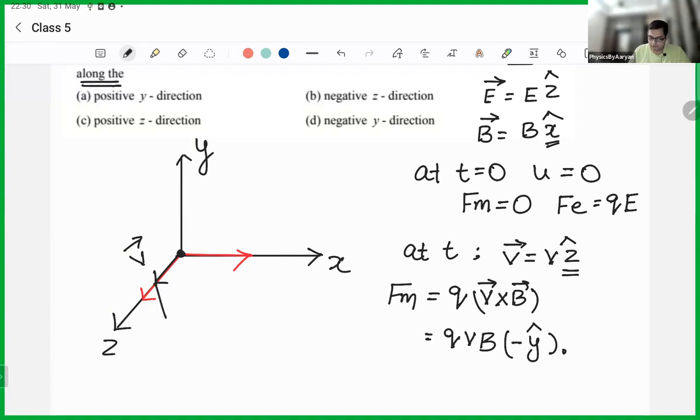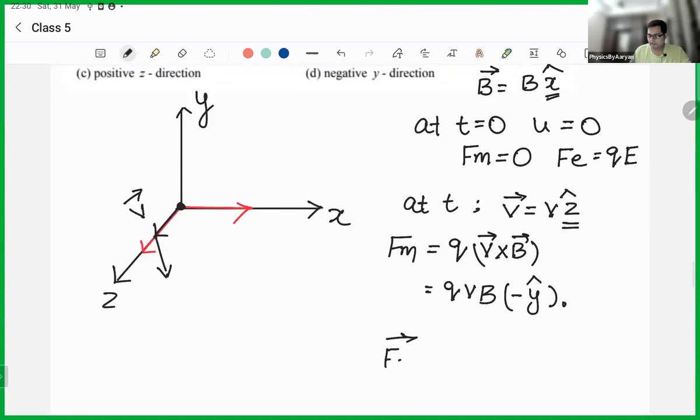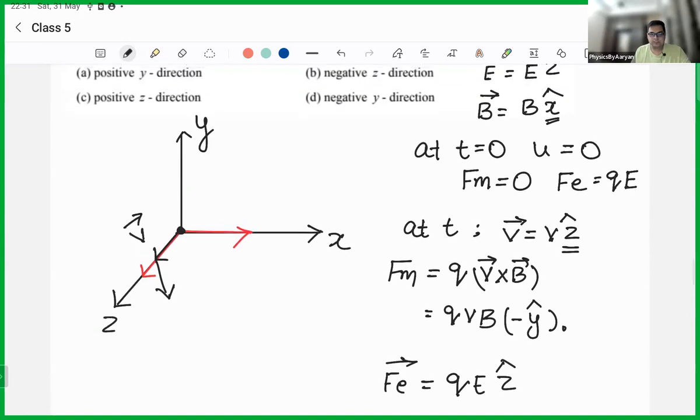So now the magnetic force will also act. Electric force will keep acting, but magnetic force will also start acting. Electric force will always be acting, which is QE. So electric force is not changing. Electric force will always keep acting along the Z axis. So electric force is fixed. But now the magnetic force also starts to act, like this. So this is what is happening.